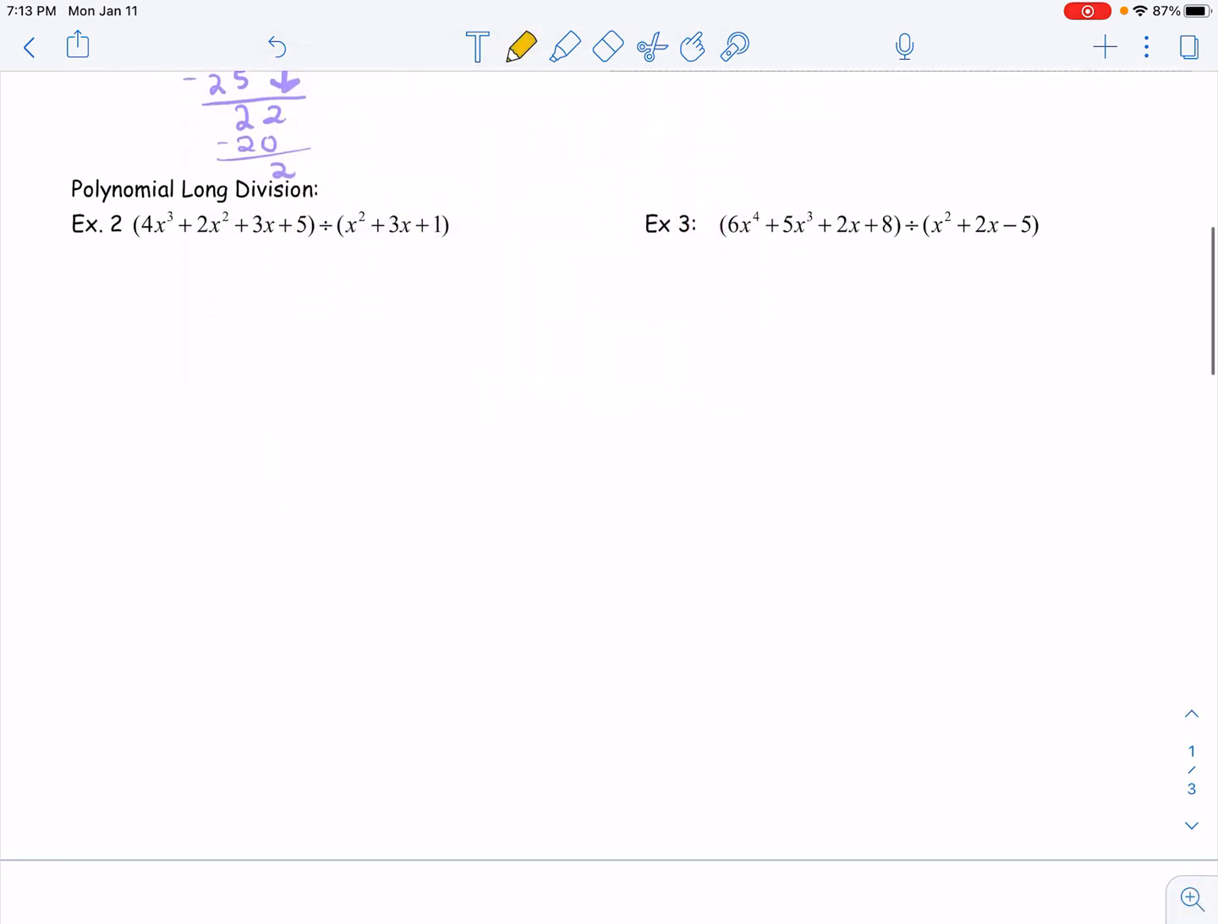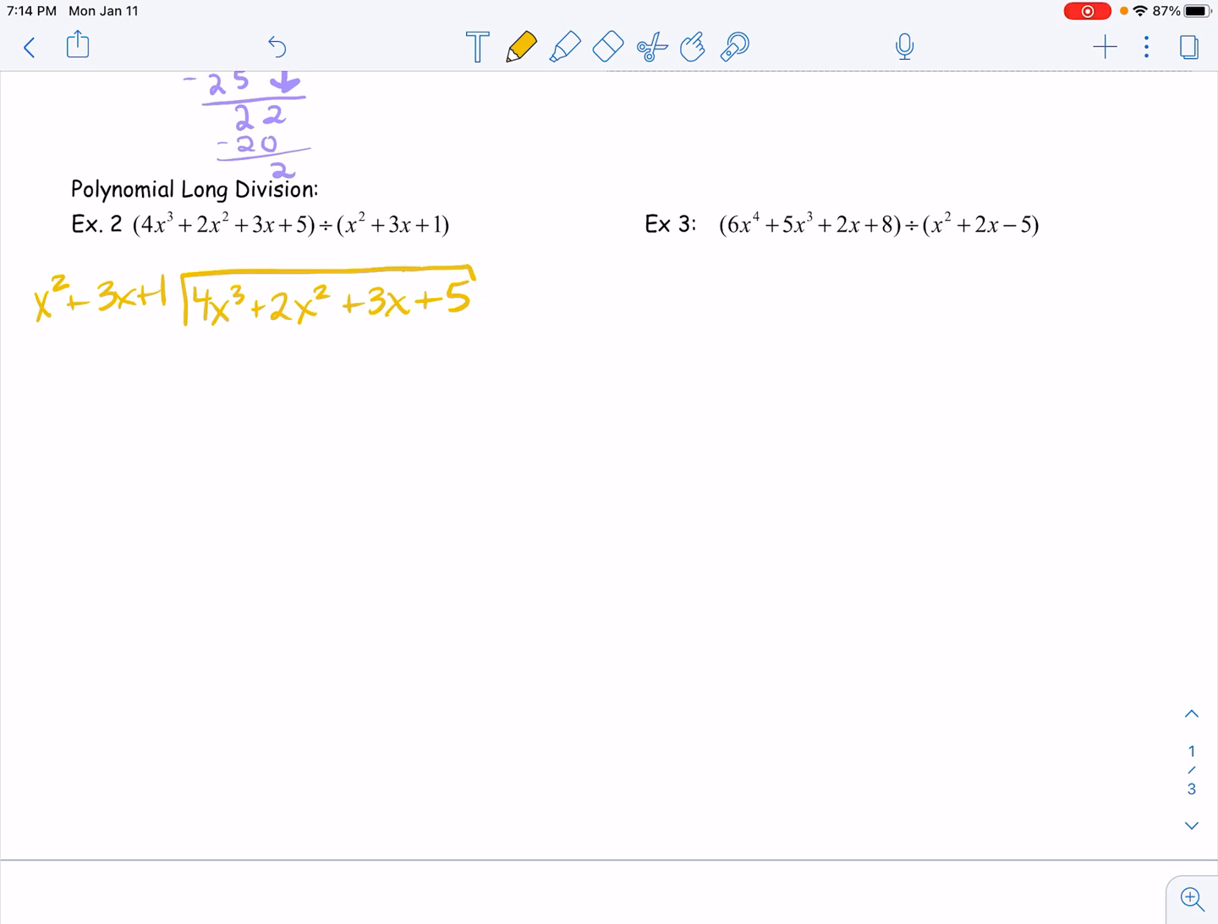So we are doing 4x to the third plus 2x squared plus 3x plus 5 divided by x squared plus 3x plus 1. First things first, I would always rewrite this as a long division problem. So my divisor is x squared plus 3x plus 1. My dividend is 4x cubed plus 2x squared plus 3x plus 5.